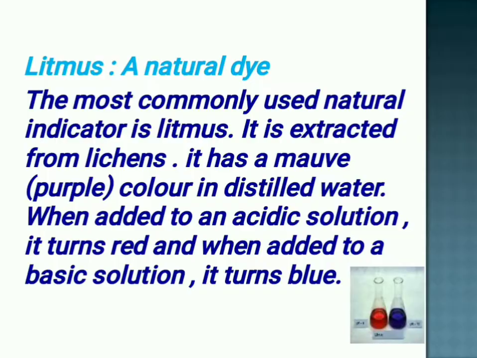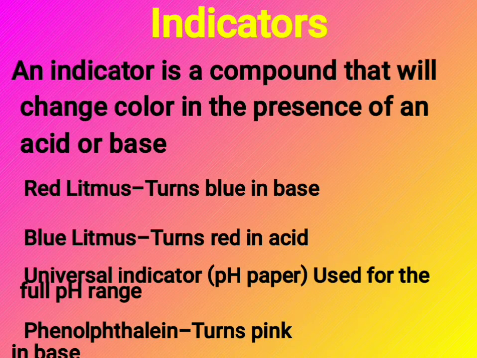Now see here, if you dip this red litmus paper into an acidic solution, there is no color change. Red litmus remains red itself. But if you put this red litmus paper inside a basic solution, it turns blue. So we will come to know that if red litmus paper turns blue, then it is a basic solution.